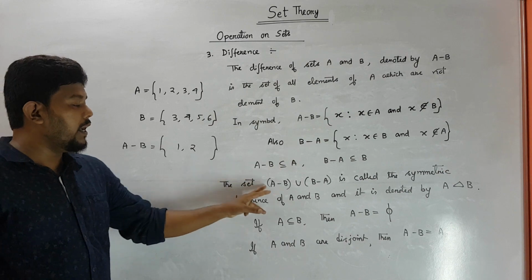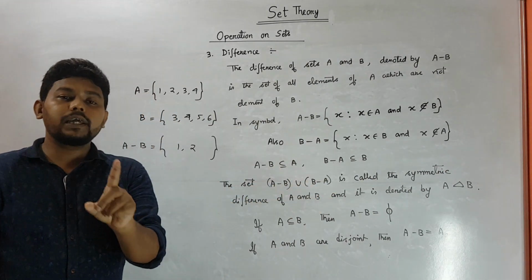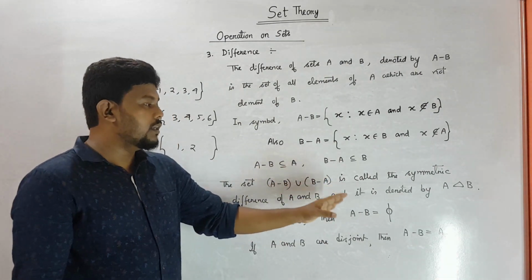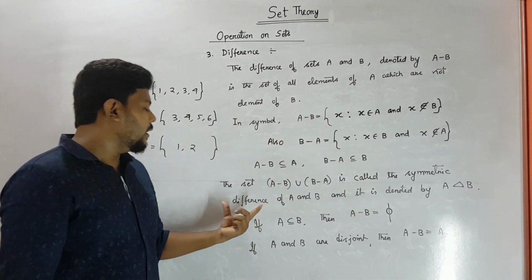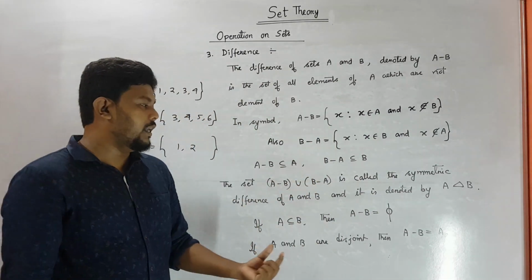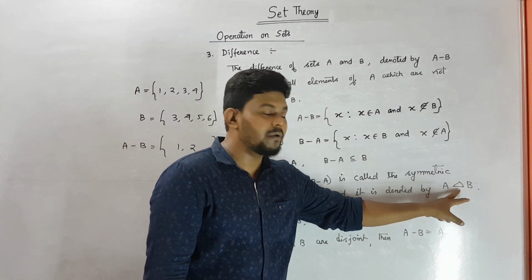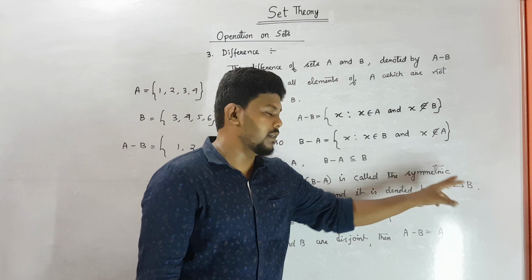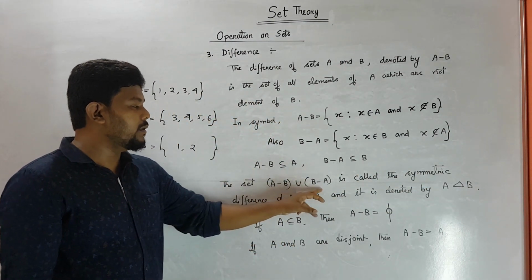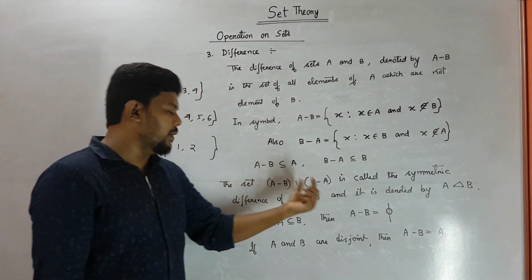The set A minus B union B minus A, the union of A minus B and B minus A, is called the symmetric difference of capital A and capital B, and it is denoted by A Δ B, where this symbol means delta. So, A Δ B means A minus B union B minus A, called the symmetric difference of A and B.